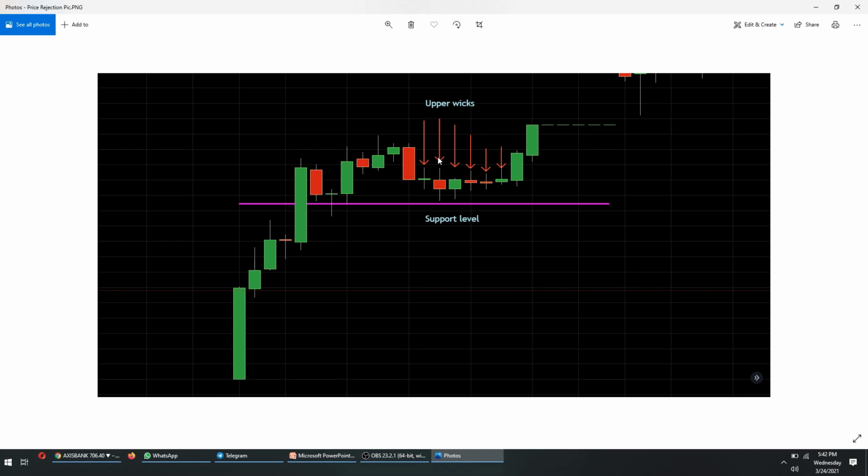Just because you are having some upper wicks, that does not mean that the stock prices will fall. Similarly, if you have a couple of wicks below the candlesticks, that does not guarantee that the prices will go up. Okay, so always make use of the technicals.